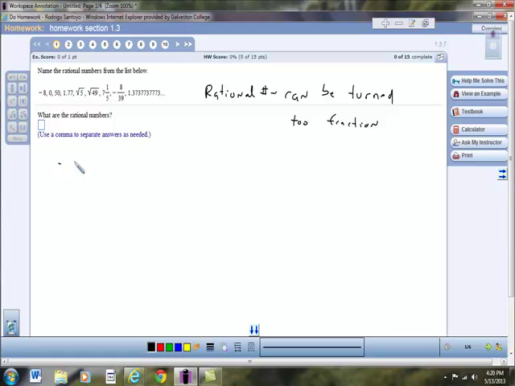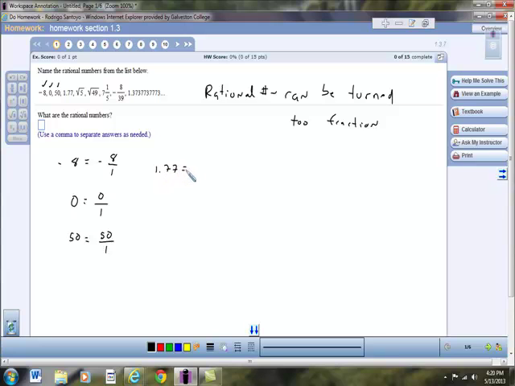So negative 8, we can put that as negative 8 over 1. So that's good. 0, we can rewrite that as 0 over 1. So that's good. 50, the same thing, we could just put that as 50 over 1. So that's good.